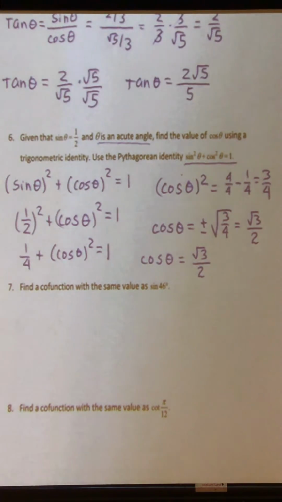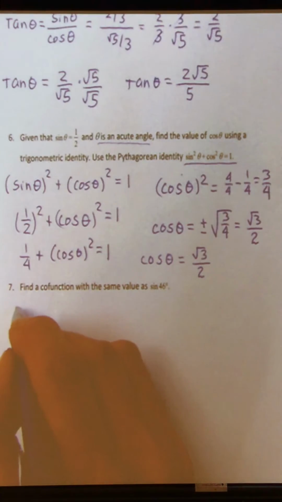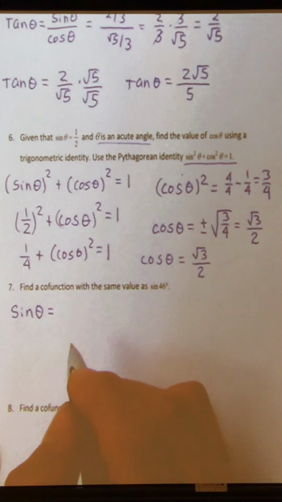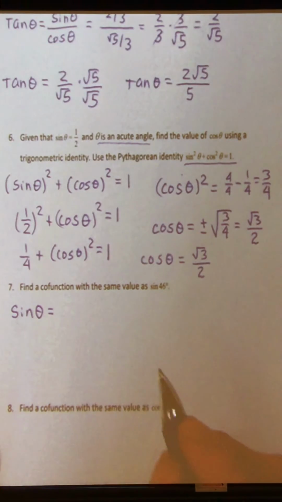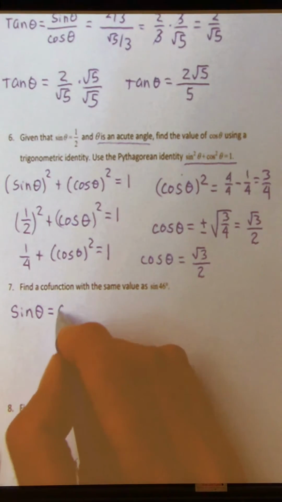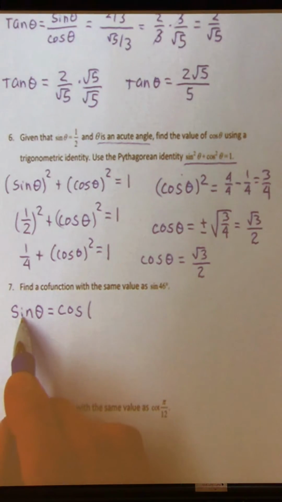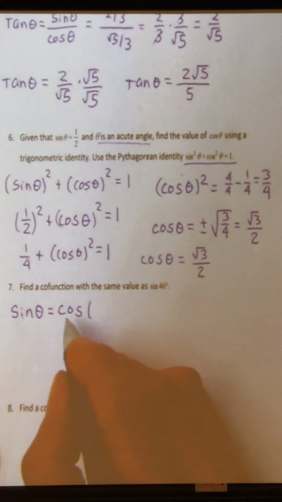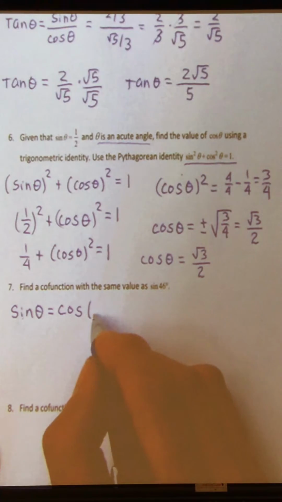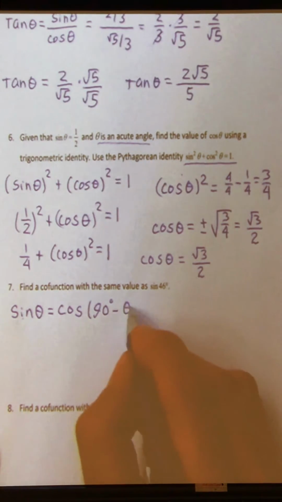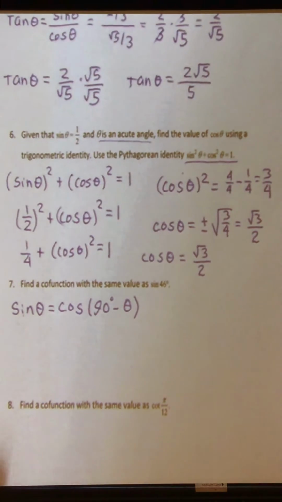Problem 7. Find a cofunction with the same value as sine 46 degrees. Okay, cofunction. The sine and the cosine are cofunctions. If they are cofunctions, then it means that the sine of the angle is equal to the cofunction, the cosine of 90 degrees minus the angle. Cofunctions differ by 90 degrees.